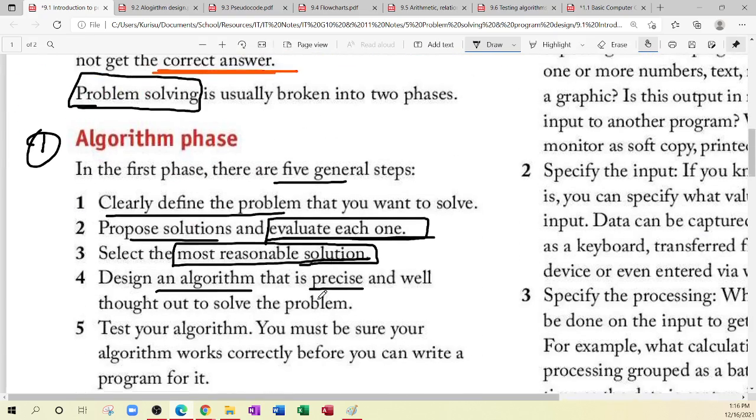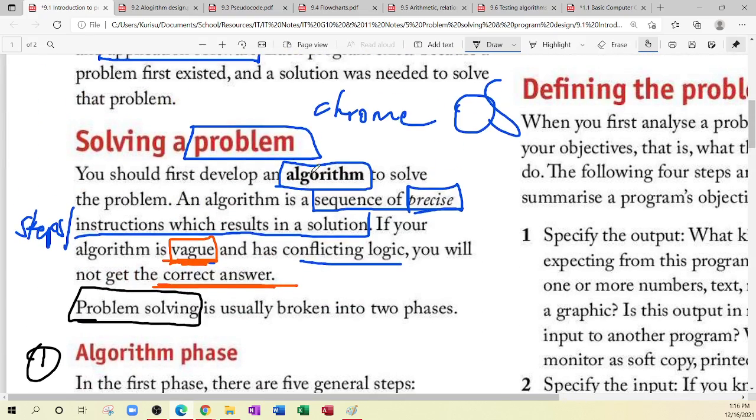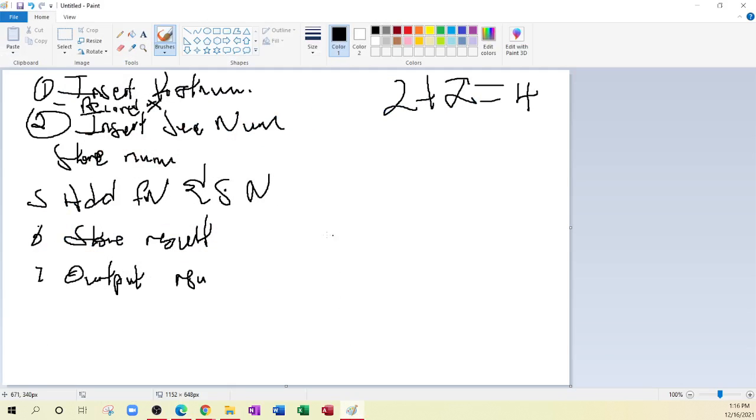For Fantasia that just joined, an algorithm is a sequence of precise steps or instructions. So for example, we had this example up here.